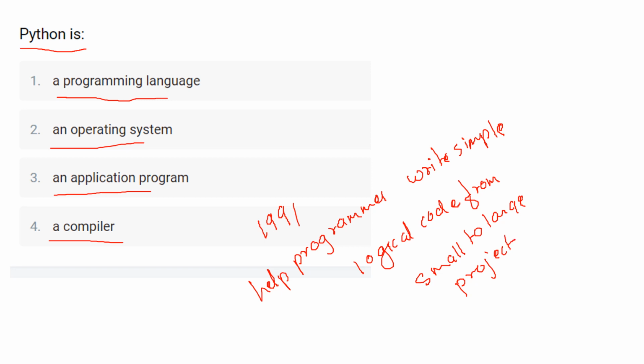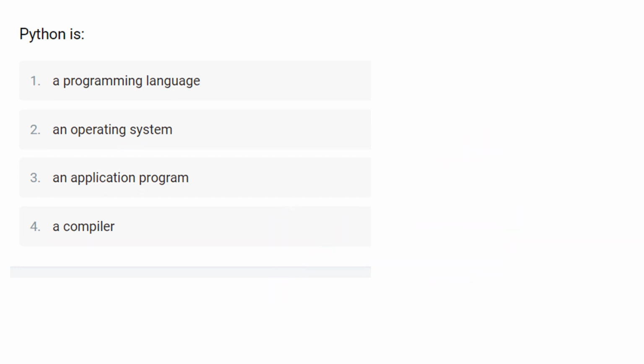Python is dynamically typed and garbage collected. It supports multiple programming paradigms including structured, object-oriented and functional programming. And due to its extensive standard library, Python is also described as a batteries included language. So Python is a programming language. So option 1 will be the correct answer here.